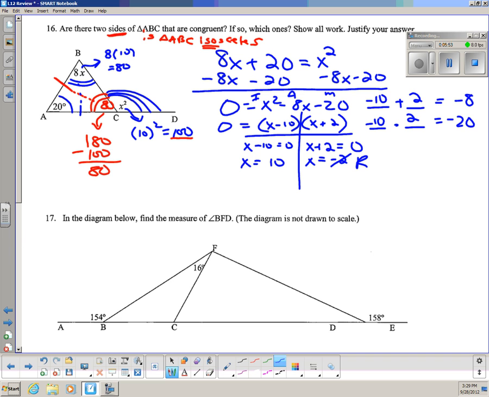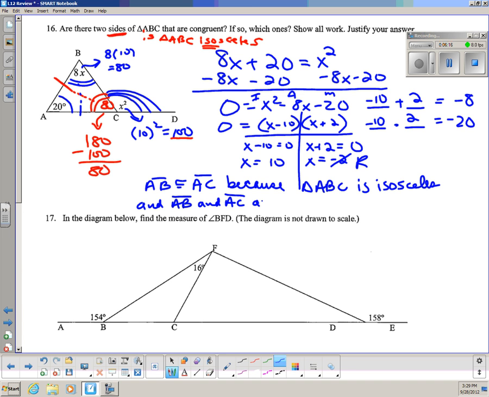So I would write that AB is congruent to AC because triangle ABC is isosceles and AB and AC are opposite the base angles of triangle ABC. Whenever the question says to justify your answer, you need to write a sentence.